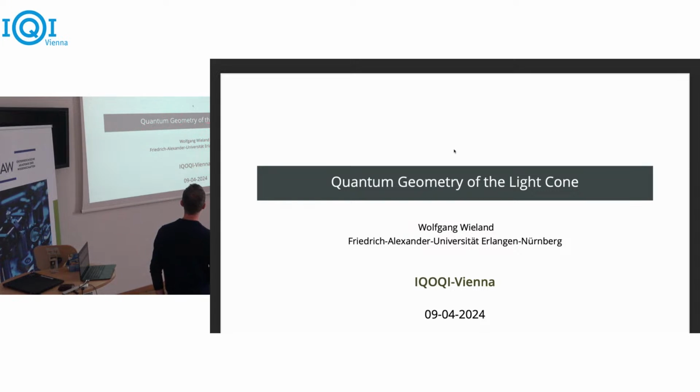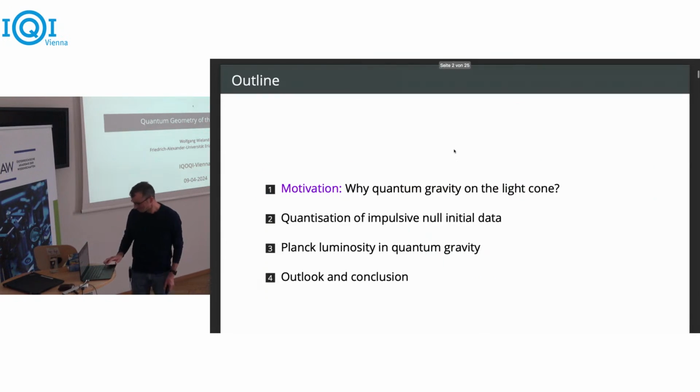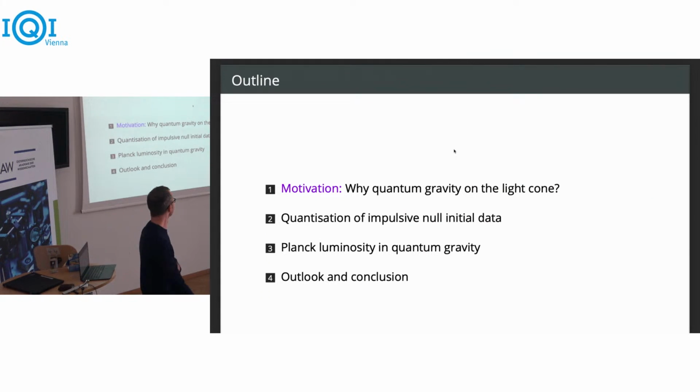Okay, so the talk is about the quantum geometry of the light cone. Let's start out with a basic outline. First I will give you a very brief motivation of what I want to speak about. And then I will speak about the quantum theory. And then there seems to be something interesting happening, namely I can speak about the luminosity. You know, for instance, a gravitational wave signal emits a certain energy per time. This is called in astronomy luminosity.